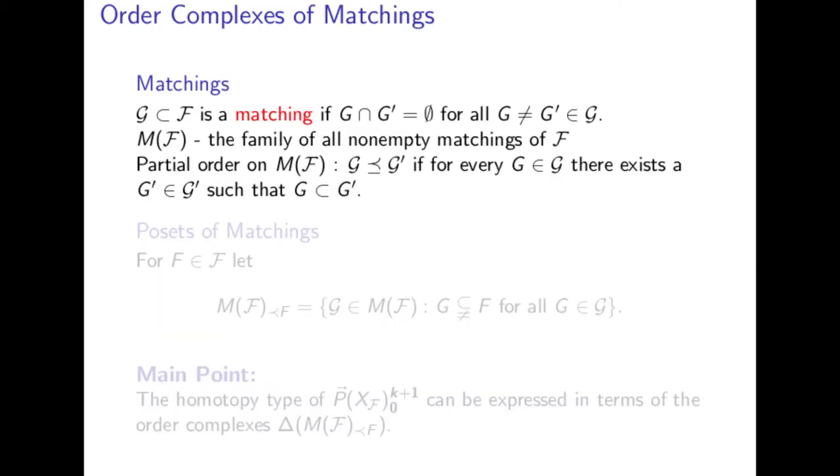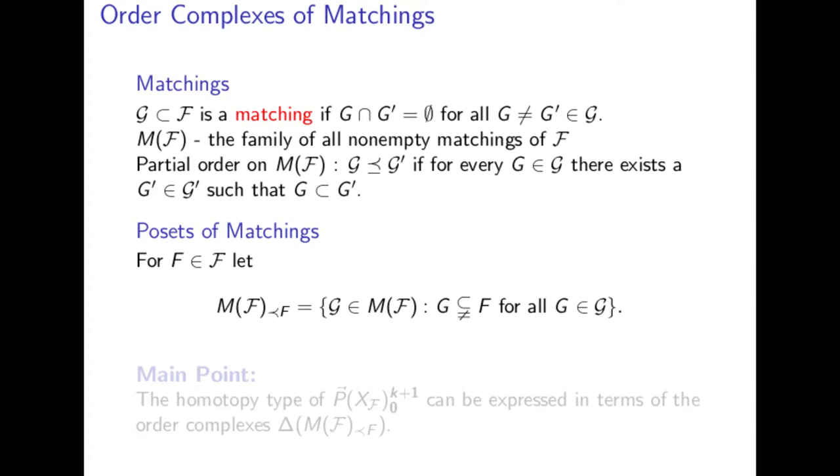The order complexes that we will use will be order complexes of matchings. So what is a matching? A matching in a hypergraph is just a sub-hypergraph that consists of disjoint sets, an object widely used in combinatorics. We define a partial order on the set of matchings by refinement, essentially. We say that the matching G is less than the matching G prime if any set in G is contained in some set in G prime. And this gives us a partial order, and we get posets of matchings by using this partial order.